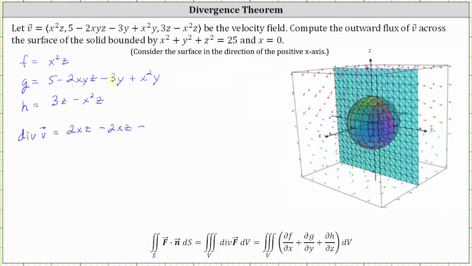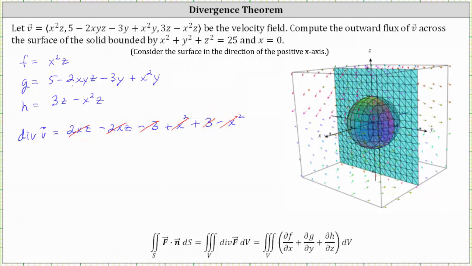Minus the derivative of 3y with respect to y, which is 3, plus the derivative of x squared y with respect to y, treating x as a constant, which gives us plus x squared. And then we have plus the partial of h with respect to z. So now we differentiate 3z minus x squared z with respect to z, treating x as a constant. The derivative of 3z with respect to z is 3, and minus the derivative of x squared z with respect to z, which is x squared.